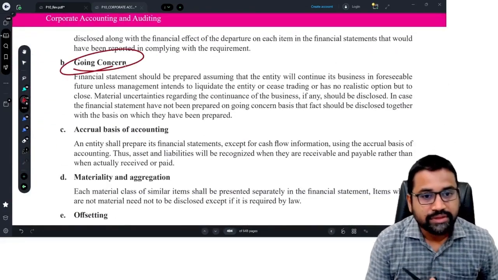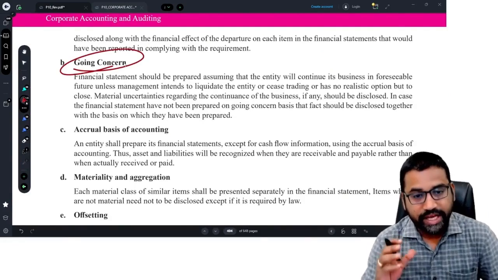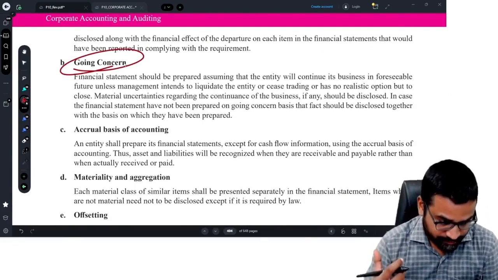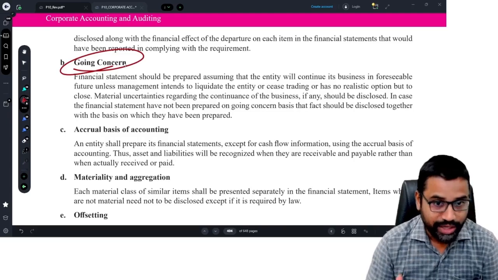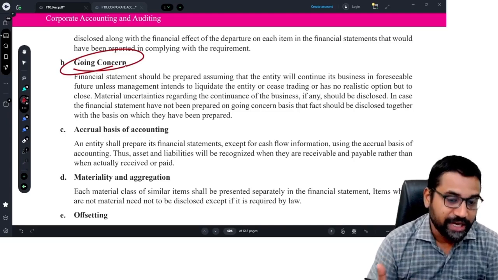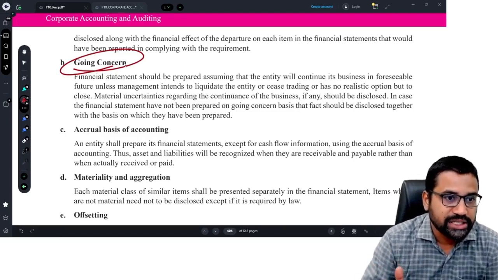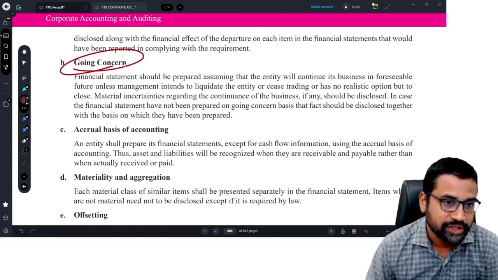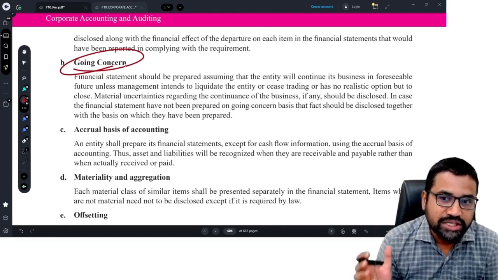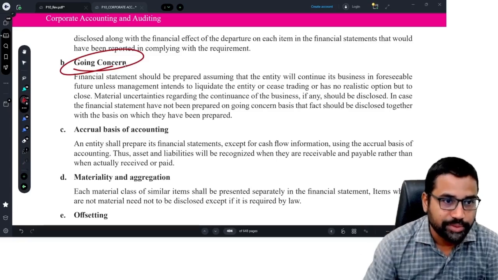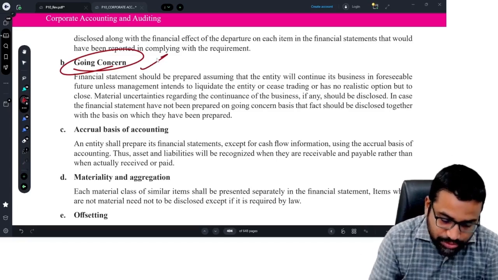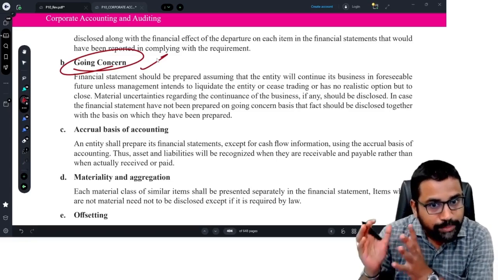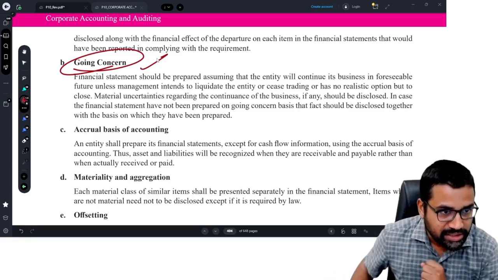So Ind AS 1 says another feature the financial statement should have is going concern. That means when you prepare financial statements, you make an assumption that the organization will continue for the foreseeable future. It neither has the intention nor the necessity to curtail its operations. So, keeping going concern in mind, you should prepare financial statements.